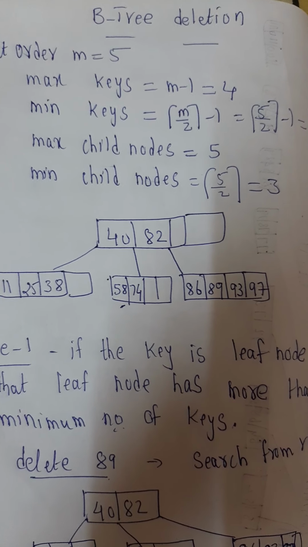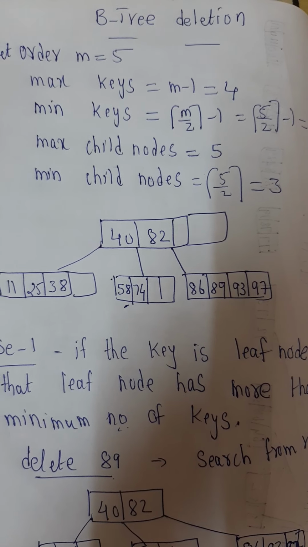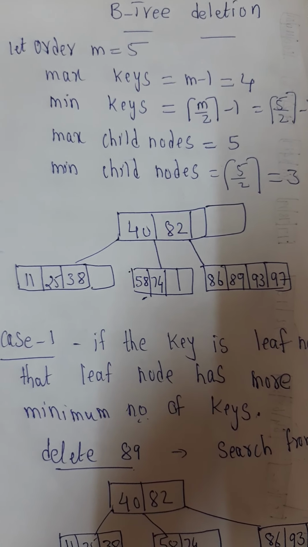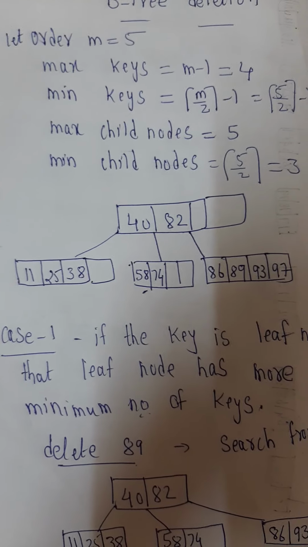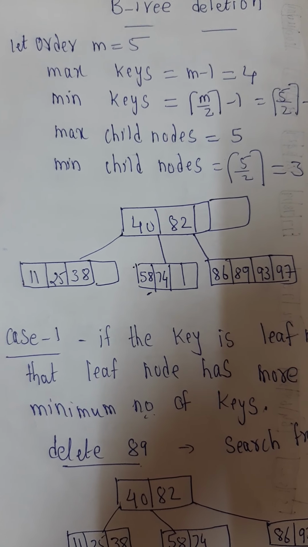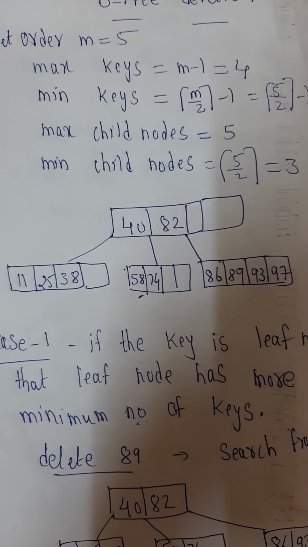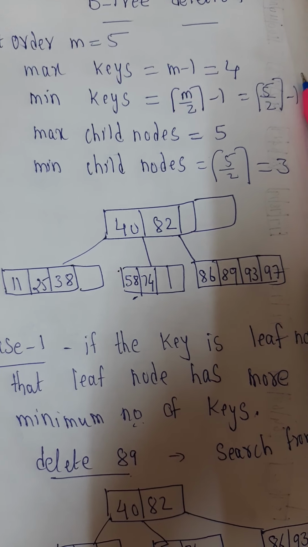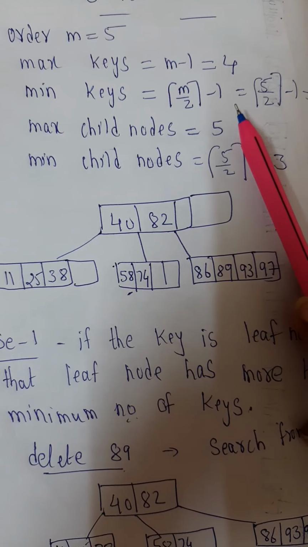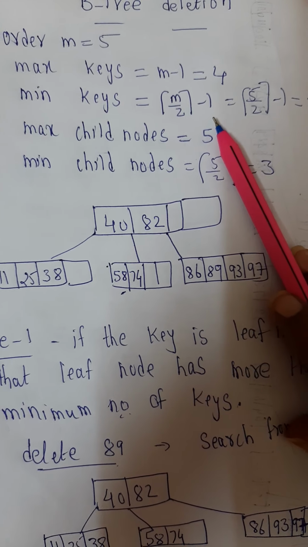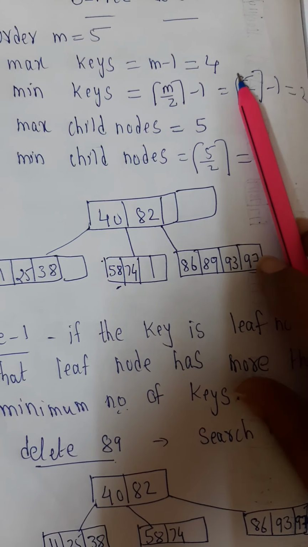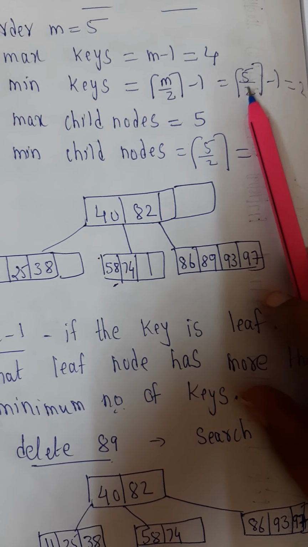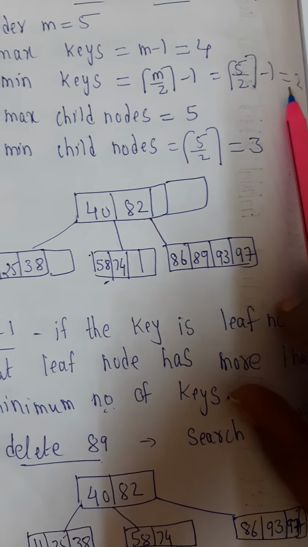Hi guys. In today's session, we'll see B-tree deletion. Here I am considering order m equal to 5. Order m equal to 5 means the maximum number of keys allowed is m minus 1, that is 4, and the minimum number of keys is ceil of m by 2 minus 1. Since 5 by 2 is 2.5, the ceil of 2.5 is 3, so 3 minus 1 is 2.